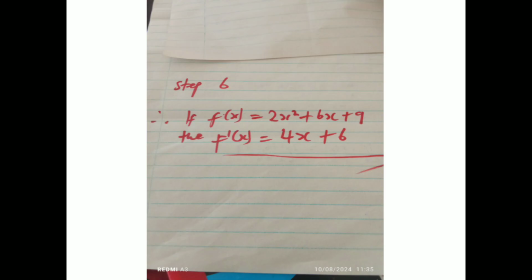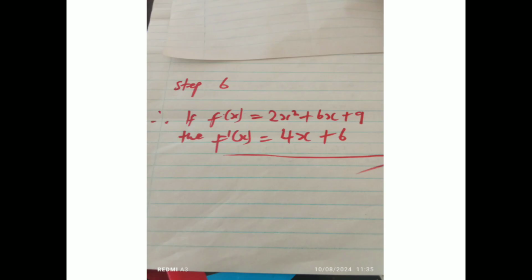Boys and girls, to conclude, if we differentiate f of x equals 2x squared plus 6x plus 9 using the first principle, our answer will be 4x plus 6. The 9 is a constant, so its derivative is 0. For 6x, x to the power 1 minus 1 we get x to the power 0, and any number to the power 0 is 1, so 6 times 1 we get 6. Then for x squared, we multiply 2 by the power, we get 4. Then 2 minus 1 we get x, so that will be our answer.